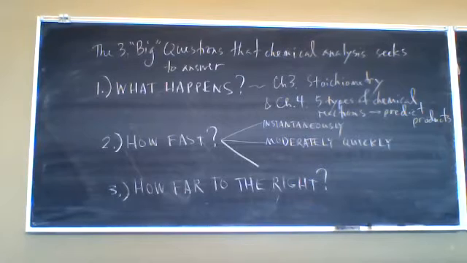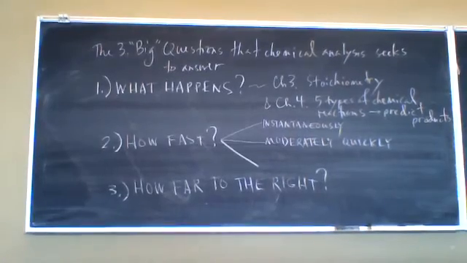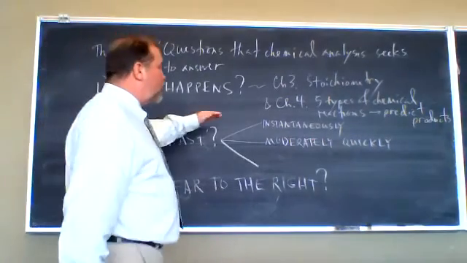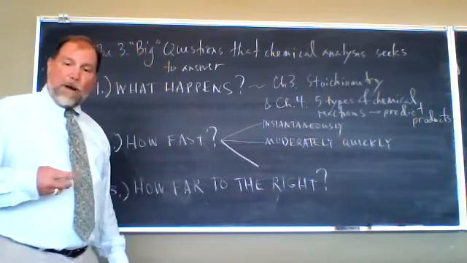Another example of moderately quick would be rust formation. If you throw a piece of iron out into your backyard, it may not have rust on it tomorrow morning. It might not even have rust on it next week. But somewhere over the next month or so, the rust will begin to form. And once the rust does start to form, then the piece of metal rusts very, very rapidly. But that is an example of a reaction that doesn't necessarily occur instantaneously, but it does occur moderately quickly.